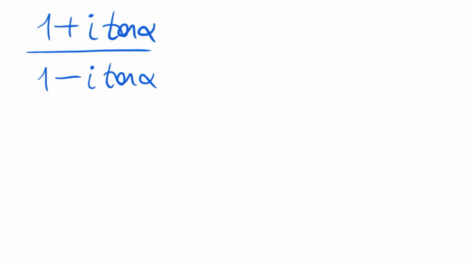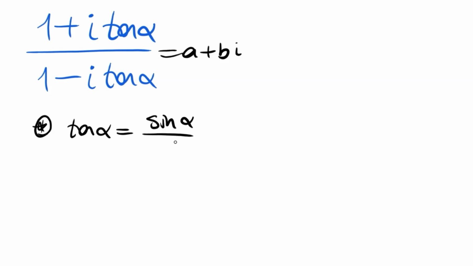We have a complex fraction (1 + i tan α) / (1 − i tan α), and we are to simplify this to a standard form like a + bi. Now my friends, we have the trigonometric identity that tan α is equal to sin α over cos α. Let me use this first.